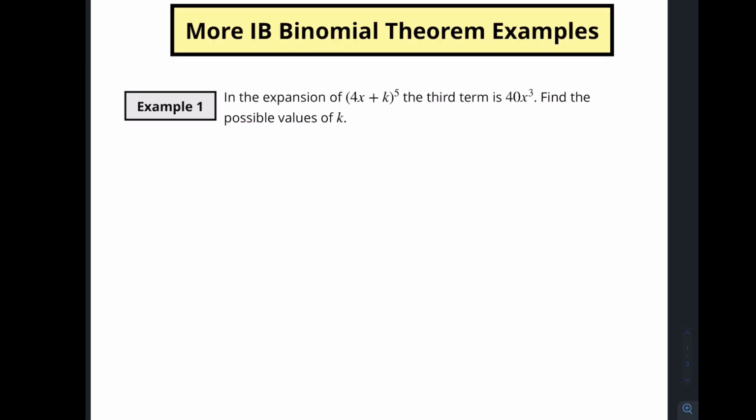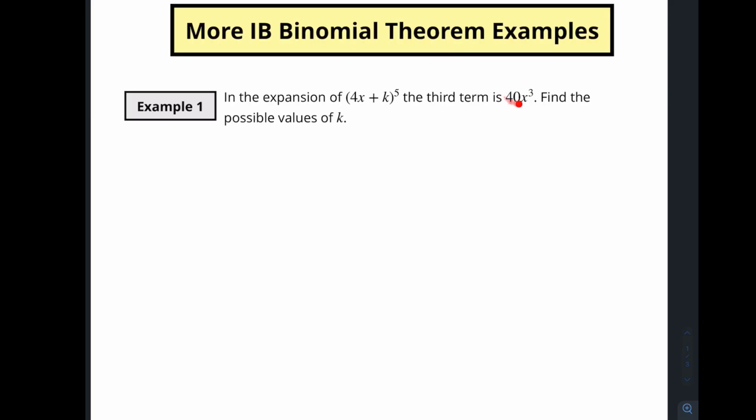Let's get to it. We're looking at the expansion of (4x + k) to the fifth power. We know that the third term is 40x cubed, and we want to find the possible values of k. All right, so there's already a couple key things in here that we want to consider. The first being that we know that this term is going to go to the third power. The second big clue is right here. So this is telling us there are possible values of k. So if I were working through this problem, I'd be looking for maybe one, two, three possible solutions, but it seems as though there'd be more than one considering that it says values.